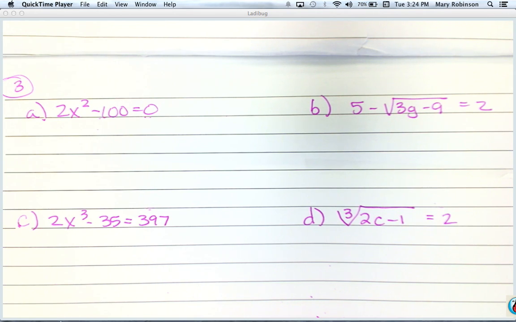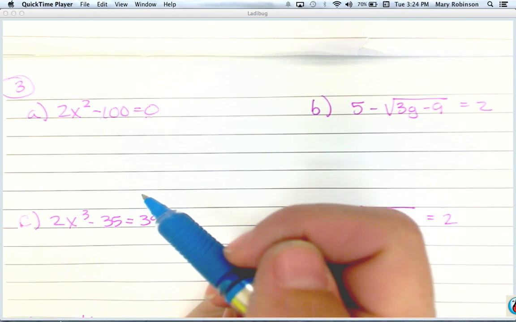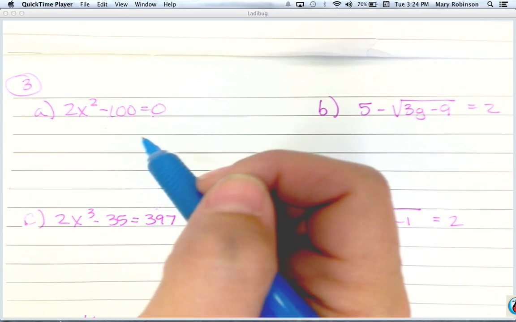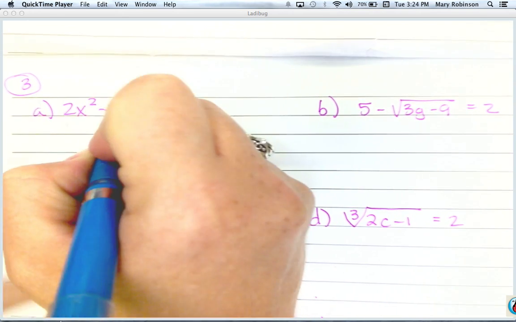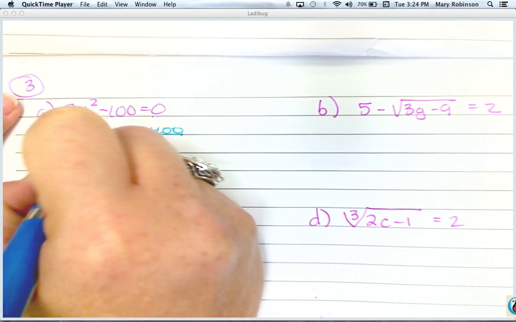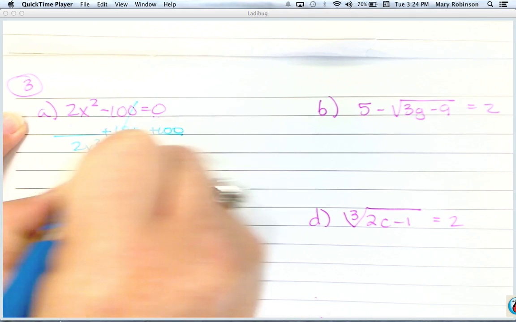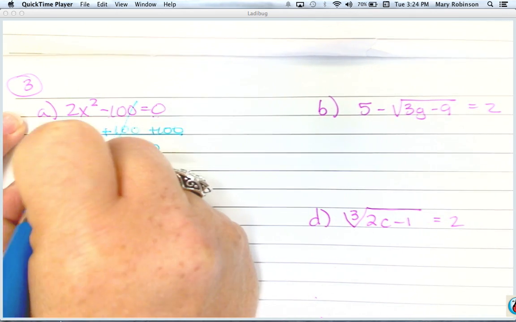In this video, I'll be covering problem 3, solving all equations from A to K. So to get started on this quadratic equation, remember if it's quadratic, you should have two solutions. We do inverse operations to isolate our variable by undoing addition or subtraction first, then undoing multiplication and division.